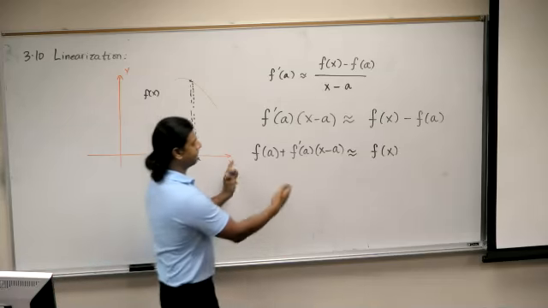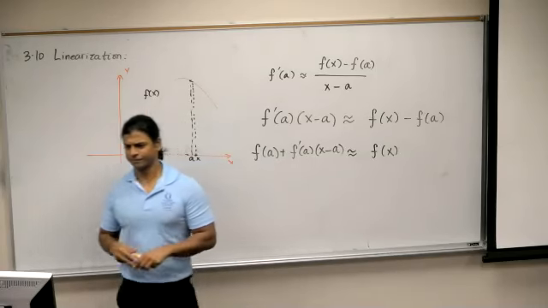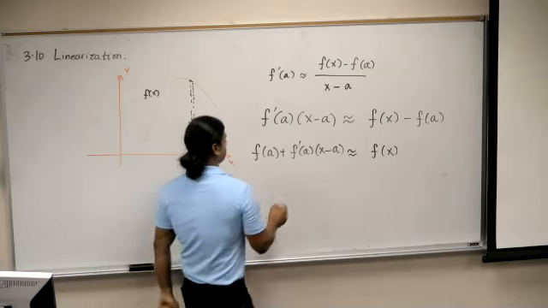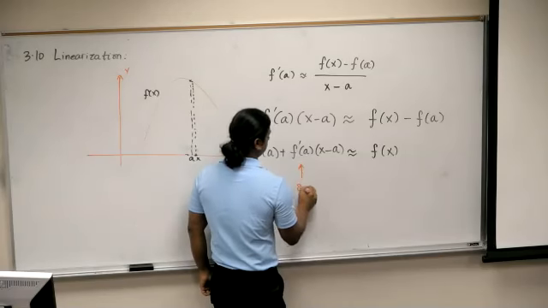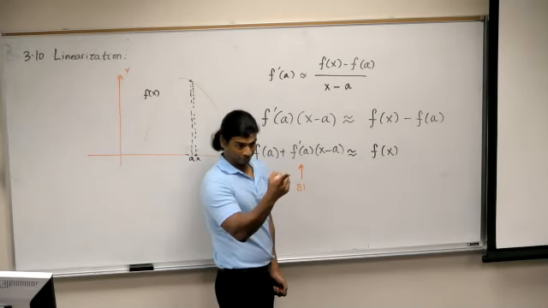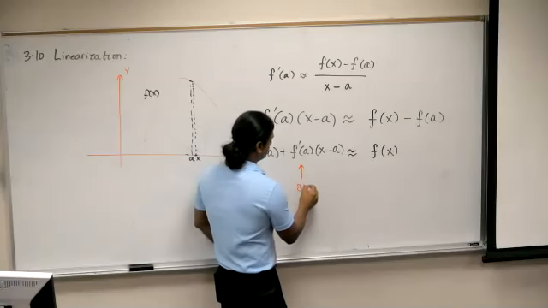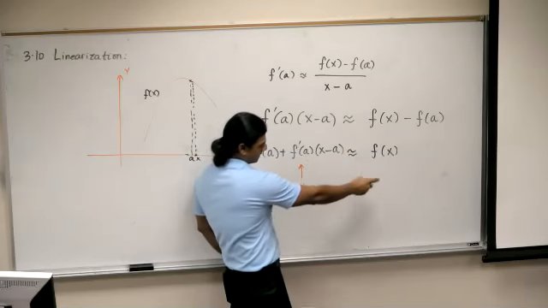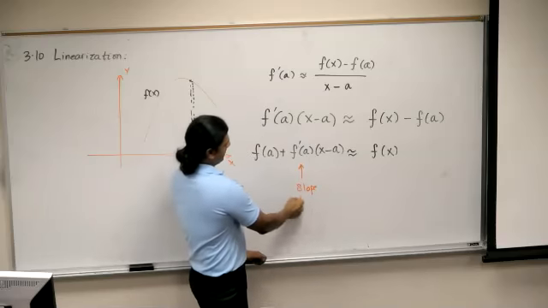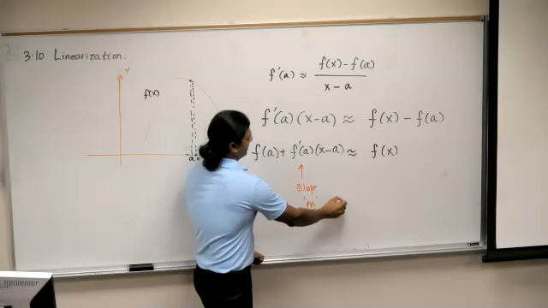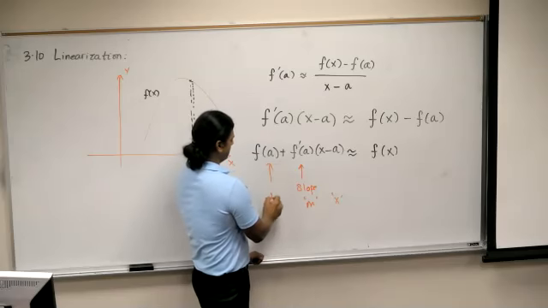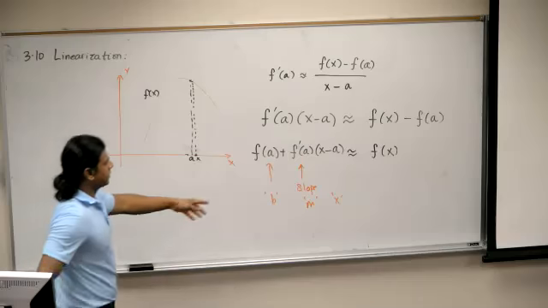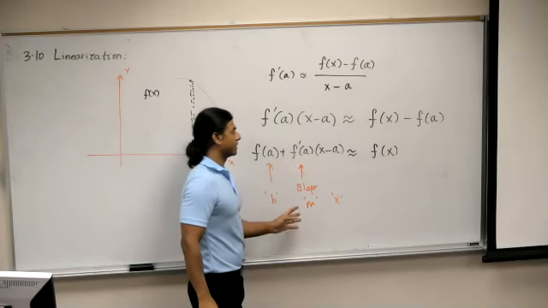What does the left-hand side look like? I'll give you a hint. It looks like y equals mx plus b. That's y, m, x and b. Correct. So we know f prime of a is simply the slope.